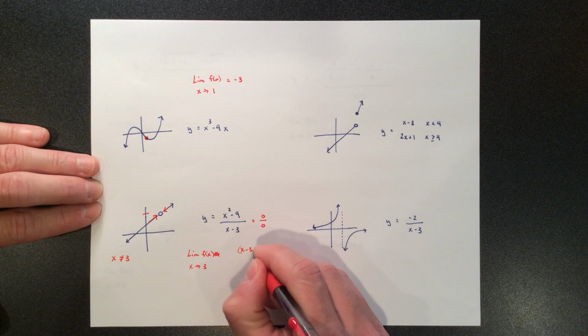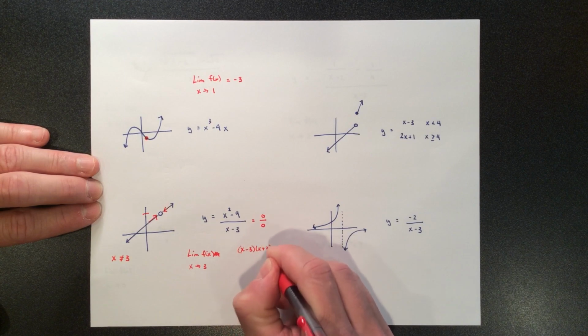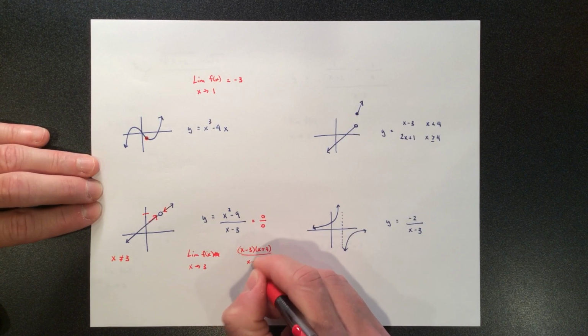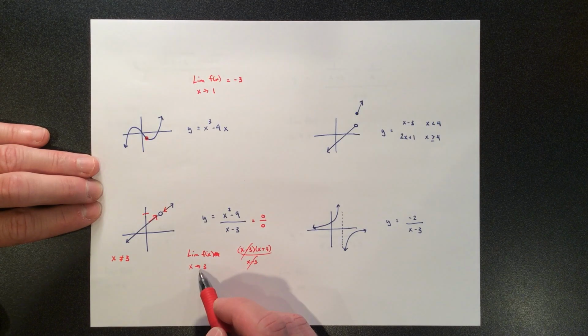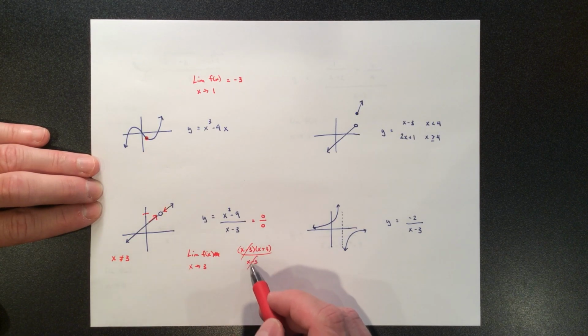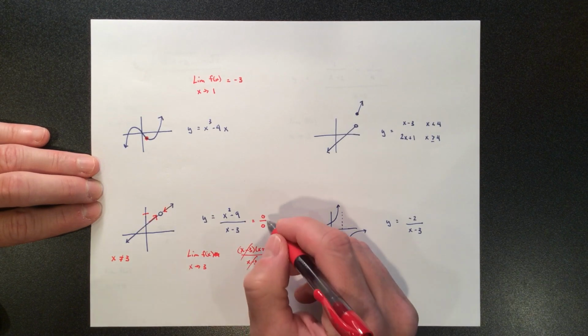We could do x minus 3 over x plus 3, and then we could cancel the x minus 3's. Again, we're actually not going to let x equal 3. We're going to get really, really close to being 3. And so these two things, as long as x isn't 3, they are identical. And then as x goes to 3, this is just 3 plus 3, and we get 6.